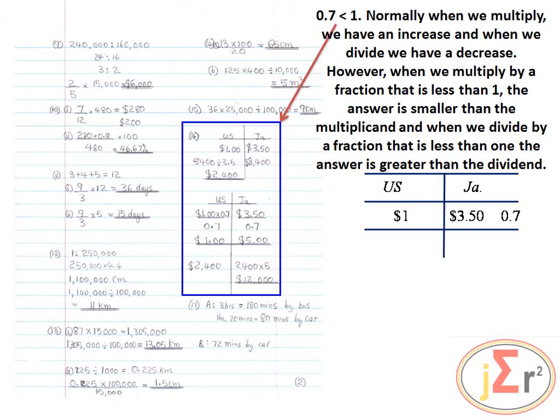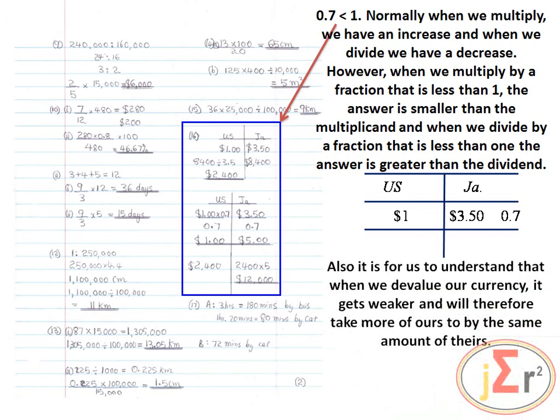So when we divide by a fraction that is less than 1, the answer is larger than the number that we started off with. And when we multiply by a fraction that is less than 1, the answer is smaller than the number that we started with. Therefore, if we are devaluing, we are getting smaller, so multiplying by 0.7 is the right thing to do. And that is what I recognize that my students did.